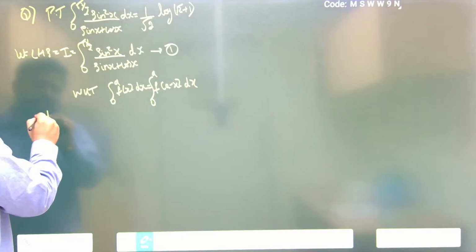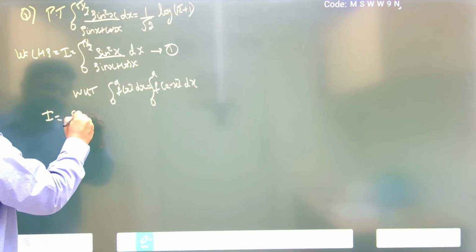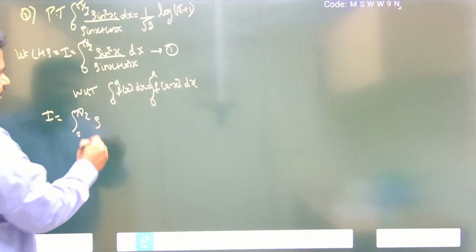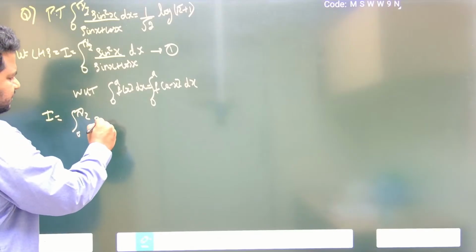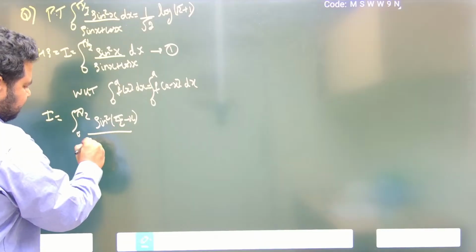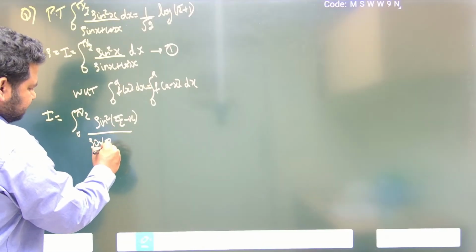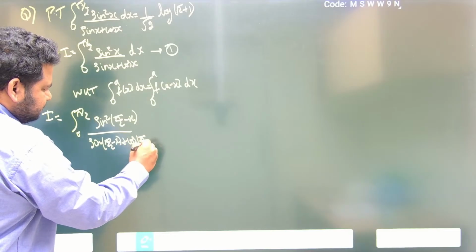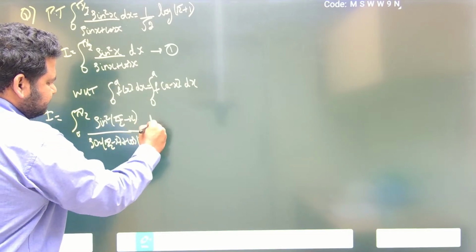So this will become what? I is equal to the integral of 0 to pi by 2, sin square of pi by 2 minus x divided by sin of pi by 2 minus x plus cos of pi by 2 minus x, dx. Here a is pi by 2. Correct.